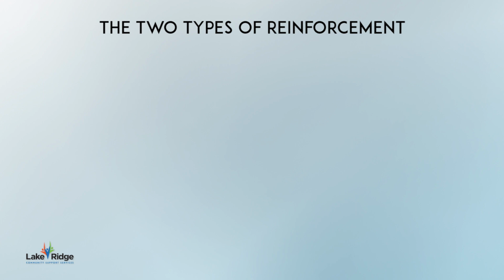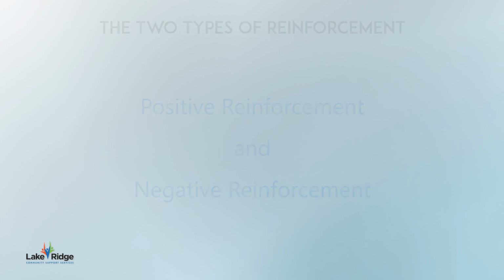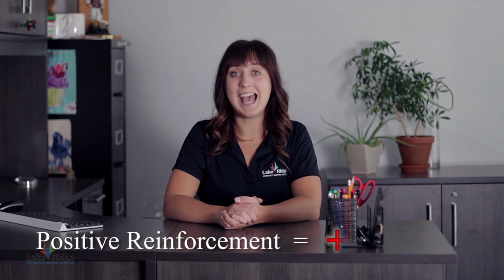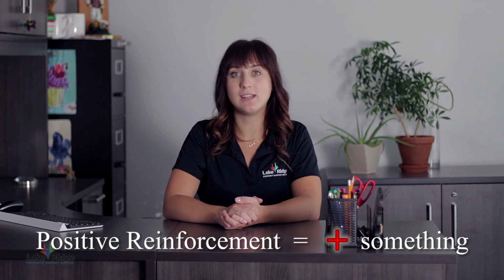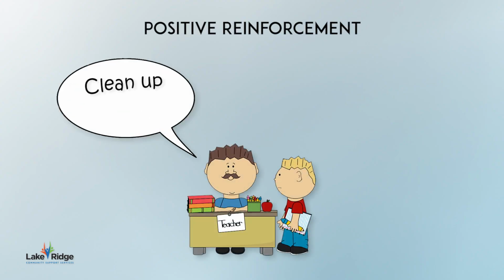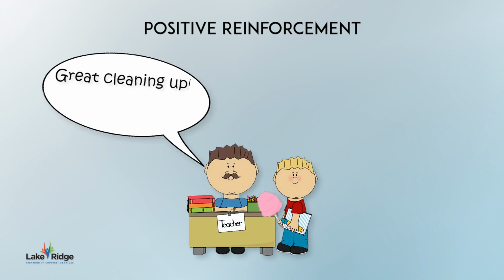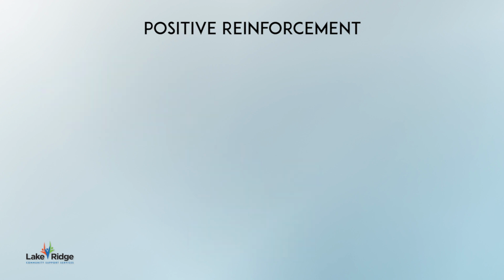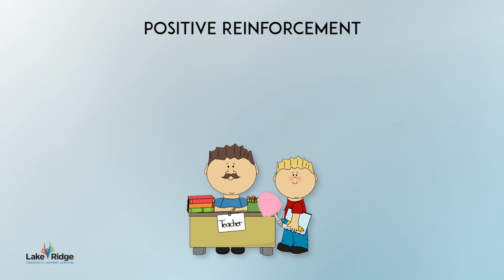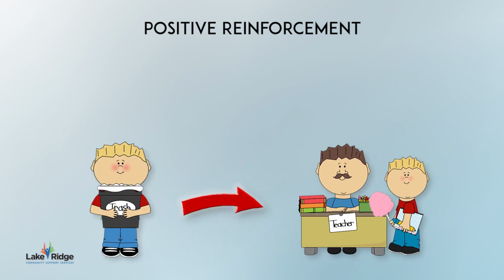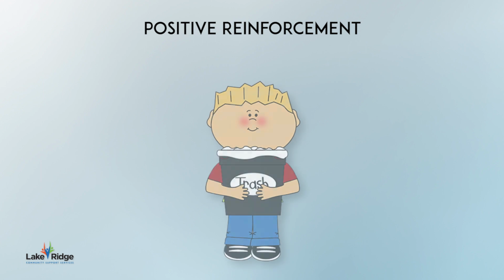There are two different types of reinforcement: positive reinforcement and negative reinforcement. Positive reinforcement is adding something to the environment to increase the likelihood of the behavior occurring again. Let's look at an example. A teacher tells a student to clean up. The student cleans up. The teacher gives the student their favorite candy. In this case, the teacher added candy following the behavior of cleaning up. In the future, it is more likely that the student will clean when asked.